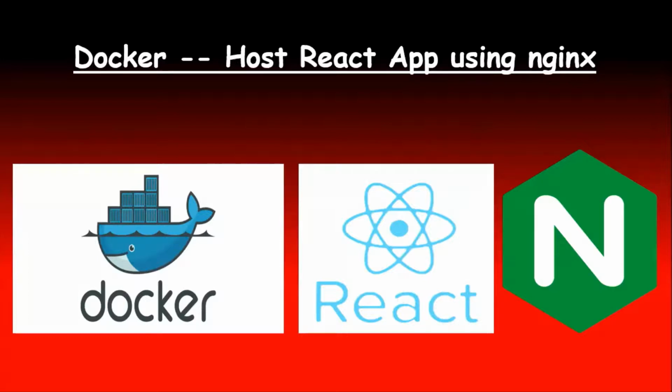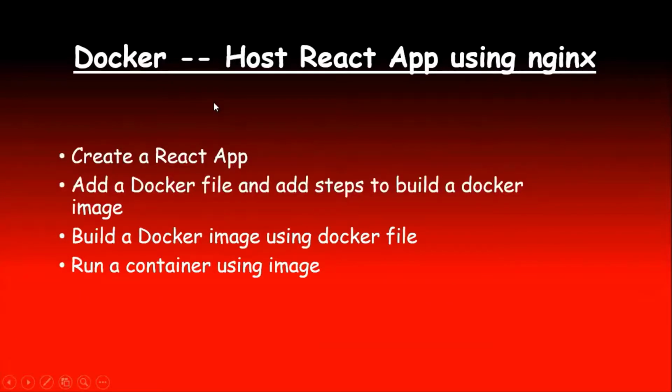So today we are going to host a React application on an Nginx server using Docker. Let's see what steps we need to follow. First, we need to create a React application. Then we will create a Dockerfile in that project, and then we will build an image using that Dockerfile, and finally we will run a container using that image.